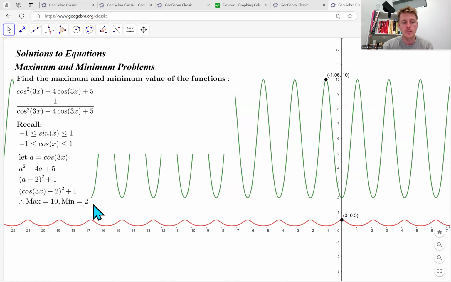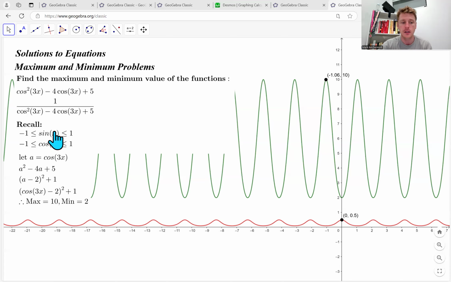And then from this stage, hopefully we can read off the maximum and minimum values of this first function, because cos of 3x we know goes between -1 and +1. So let's just start with it possibly being -1. So -1 minus 2 is -3. We square all that, so we get 9, and then we add 1. So the maximum value is 10. In fact, we need to compare it with the other value before we know it's a maximum. But it turns out in this case that is a maximum.